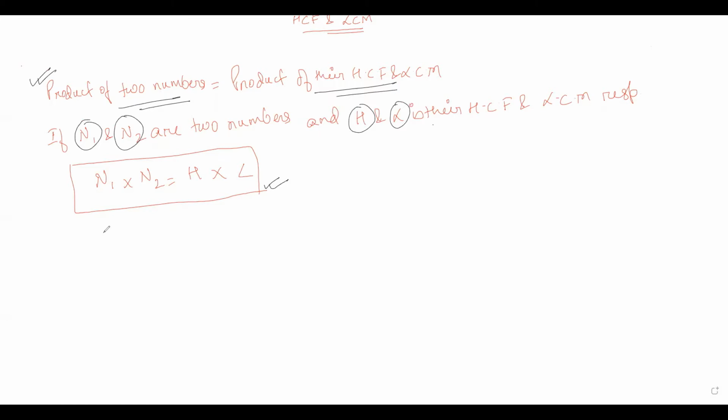For example, suppose the two numbers are 4 and 6. Just a few minutes back, we saw that the HCF of 4 and 6 is 2, and the LCM of 4 and 6 is 12. So what is the product of 4 and 6? This is 24. And what is the product of their HCF and LCM? This is also 24. So this is always true: the product of two numbers is always equal to the product of their HCF and LCM.